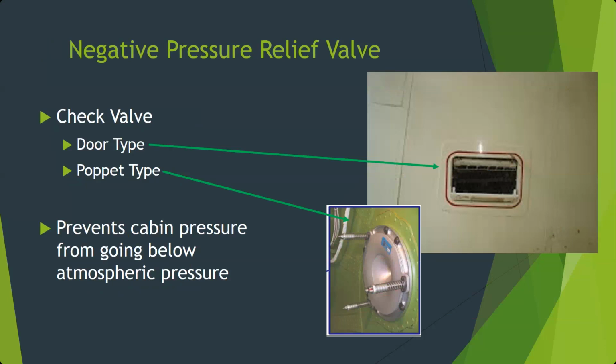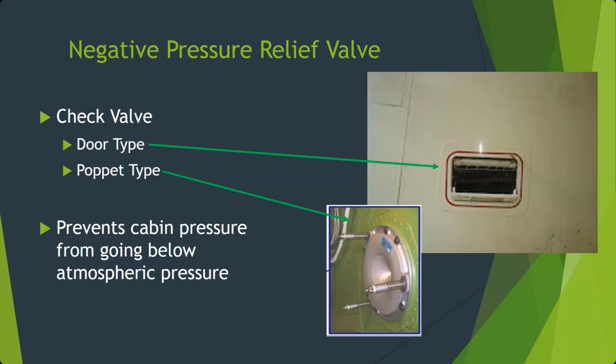The other style is a poppet like this. This plate in the center can push away from this rim. You can see there's some springs around the outside just to help hold it shut. But the main thing is the pressure inside the fuselage is going to hold this shut anytime that it's pressurized. But it's going to prevent that condition that could cause a catastrophic failure if the pressure outside got too high.